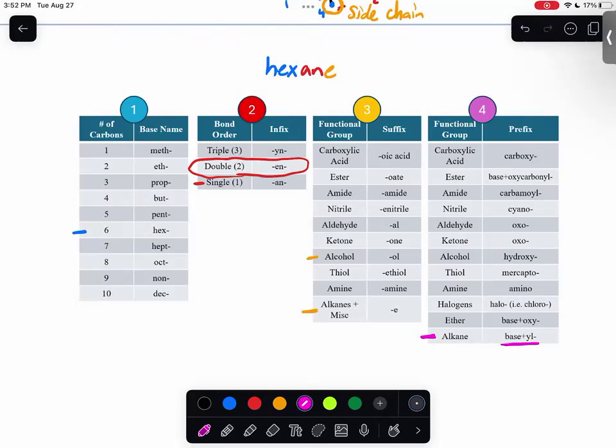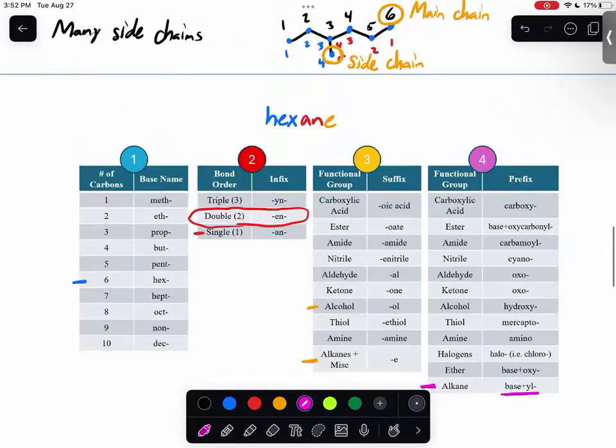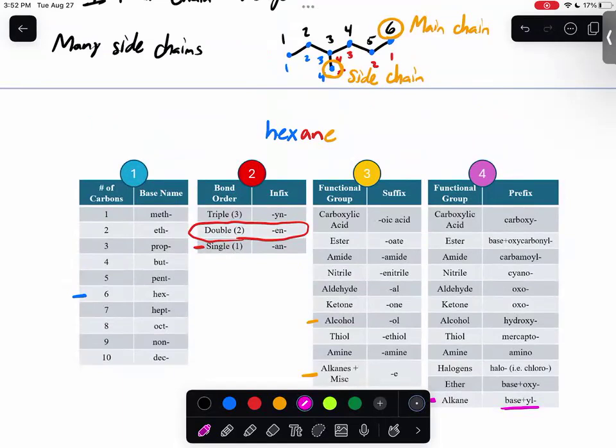So if we take a look back up here at our structure, we have a single carbon there. And the single carbon base name, as we see over here, is meth. So we're taking that base name, meth, and we're adding on the YL that we see down there in the fourth column. So it is methyl. And that, as a prefix, is going to come before our hexane.